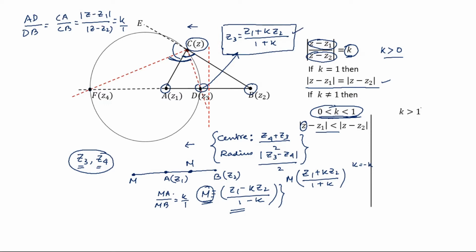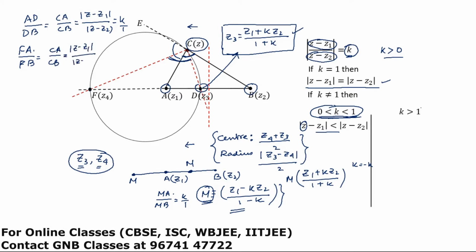Is it clear? And we also know that the external bisector of an angle of a triangle divides the opposite side externally in the ratio of the sides containing the angle. It means that the external bisector CF will divide the line joining AB in the ratio k is to 1 externally, like FA by FB will be equal to CA by CB, which is again equal to mod of Z minus Z1 by mod of Z minus Z2, which is equal to k by 1.